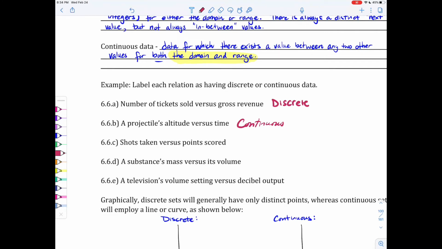At this point, we have 3 more examples. We'd like you to pause the video and try them on your own. And welcome back. So we are going to do the next 3 examples together. C talks about the number of shots taken versus points scored.